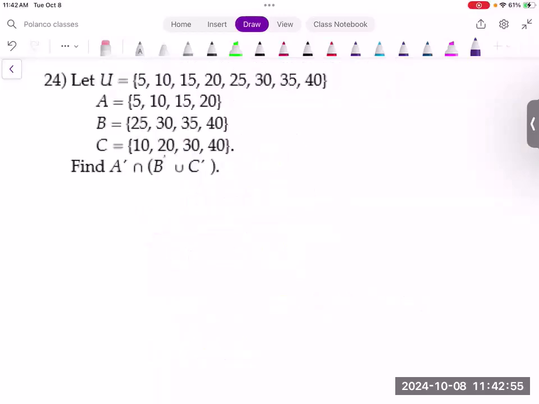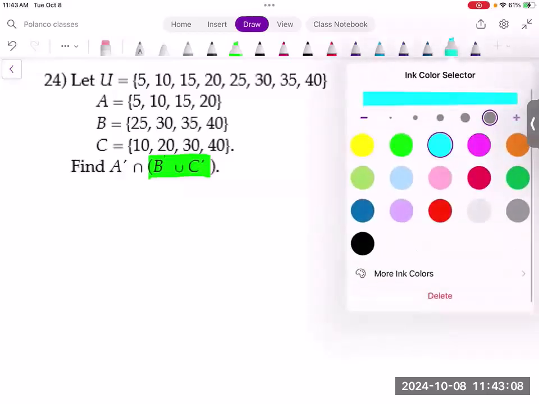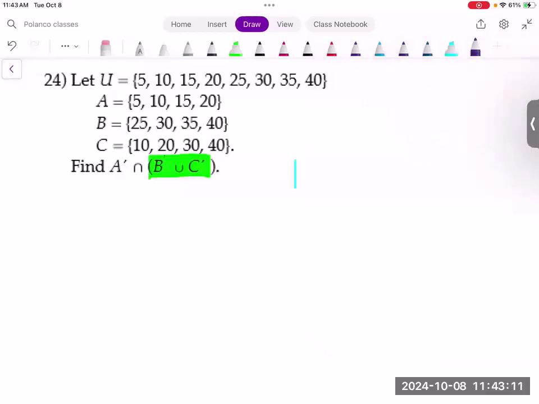So for 24, what you want to do here first, you want to start with the parentheses first, right? So you want to do this one, B prime union C prime. We good? So now let me write down the B prime first. What is B prime? B prime is from here, you can get it, right? So B prime means any number except the 25, 30, 35, and 40. Any number from here except those numbers.